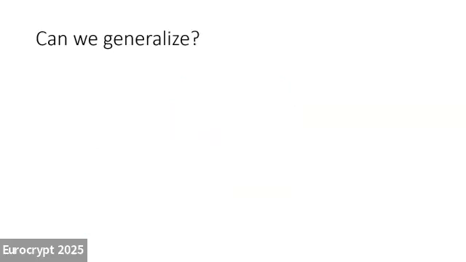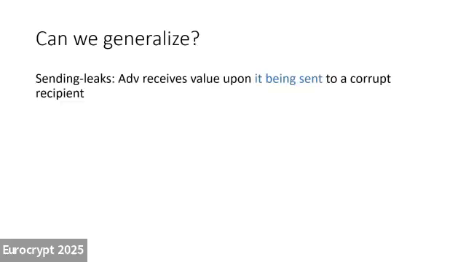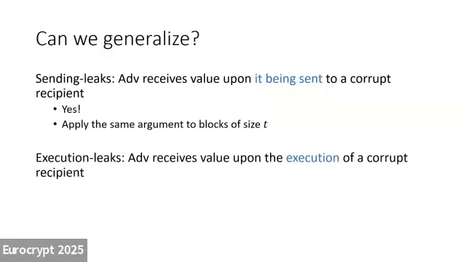Okay, so the interesting question is, can we generalize this intuition? And the answer is that it actually depends on whether we are in the sending leaks or in the execution leaks model. So in the sending leaks model, the adversary will receive the value exactly after it was sent to a corrupt recipient. And here we can actually generalize, by simply applying the same argument to blocks of size t.